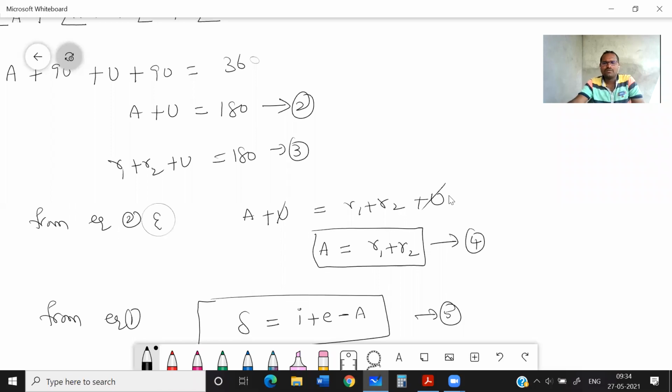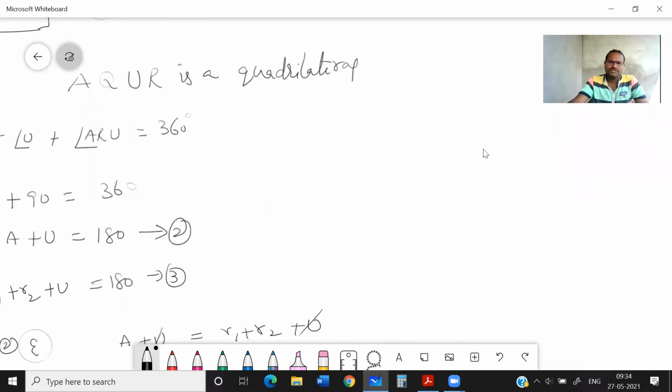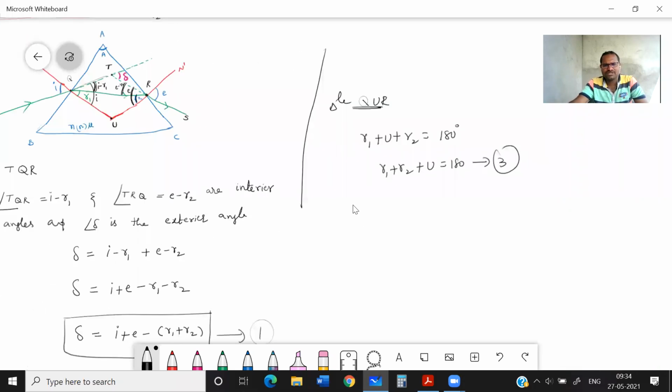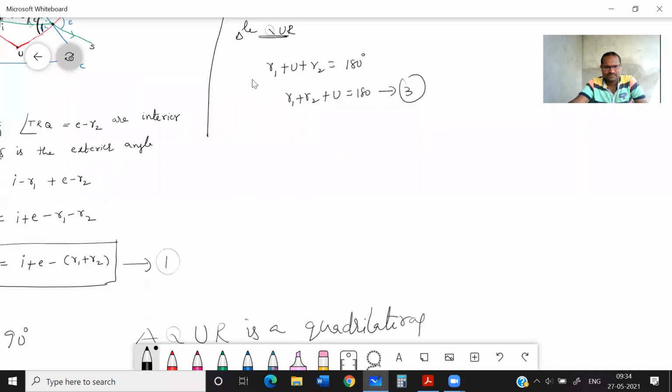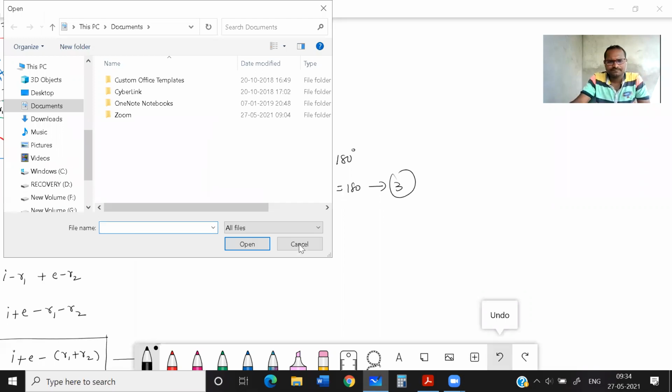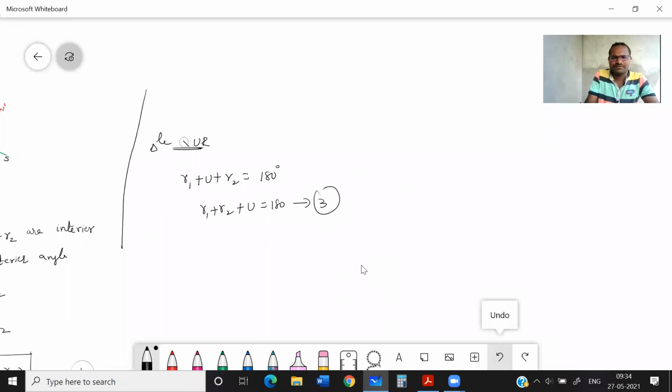Now let us do this thing for a minimum deviation. For minimum deviation.